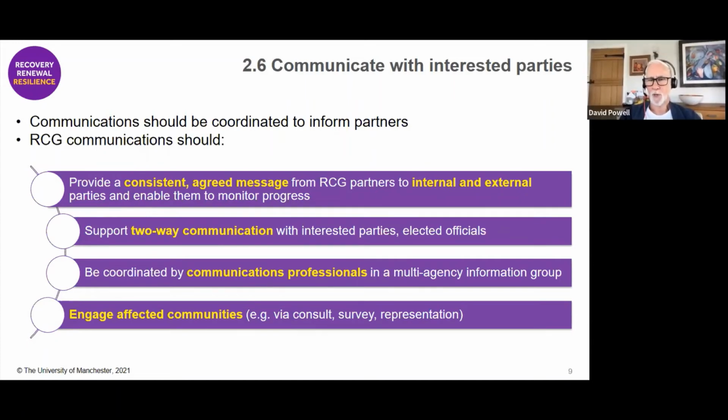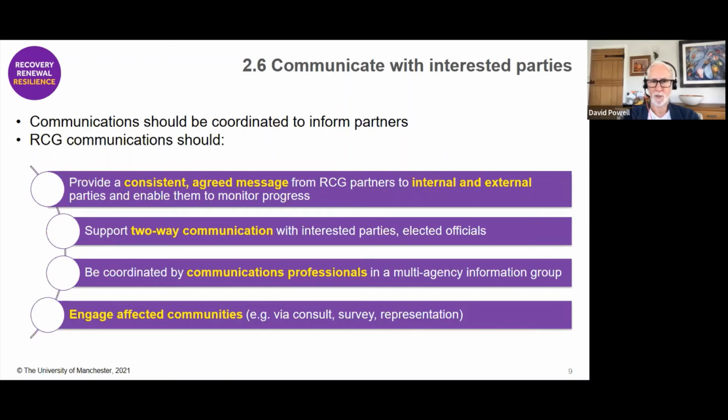And communicating, of course, with wider, broader interested parties is key to this as well. So a communications plan that's consistent, agrees a message from all partners to both internal and external audiences, and actually monitors progress of how that communication is delivered. Two-way communication, and we think elected members here, officials, local government members, councillors, for example, local MPs, are critical to be involved in the process of thinking through recovery and renewal in particular. Coordinated by communications professionals seems an obvious thing to say, but given that it's a multi-agency group, clearly agreeing who may take the lead on that is a useful first step.